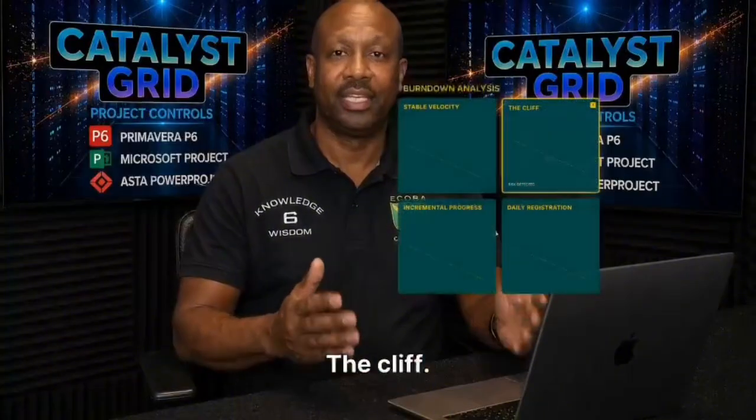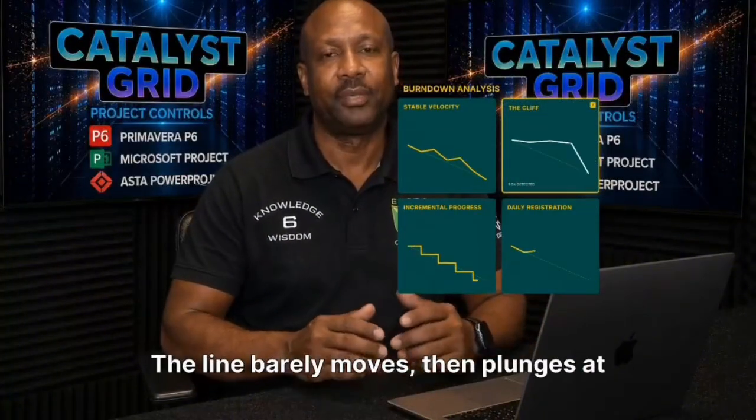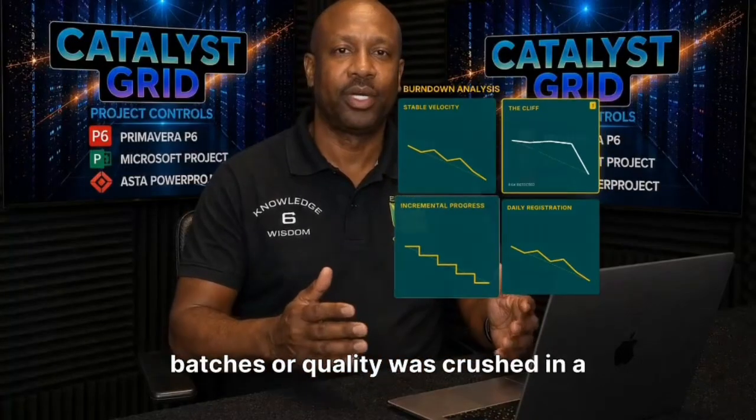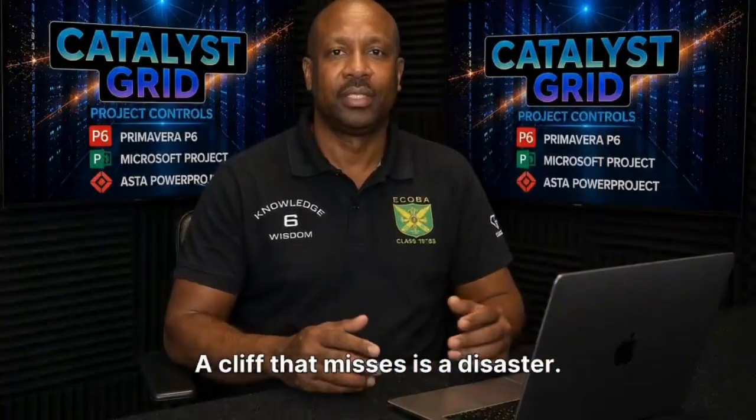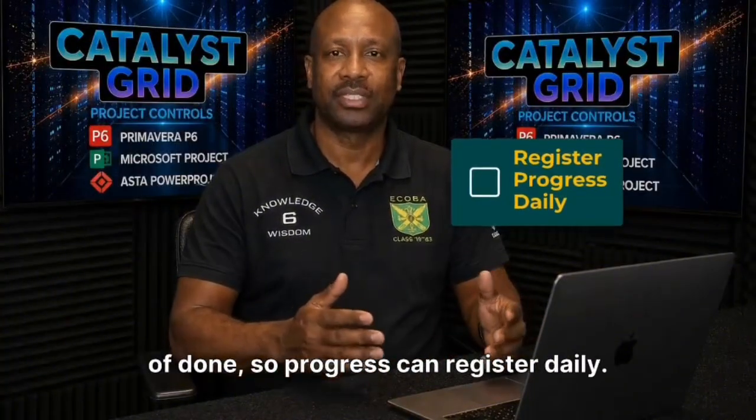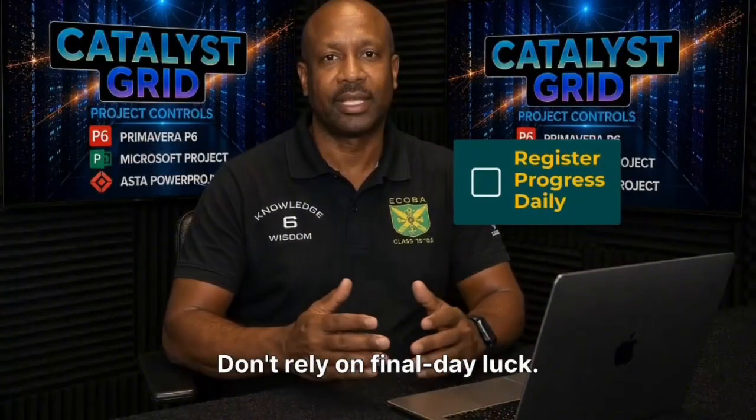Pattern 2. The cliff. The line barely moves, then plunges at the very end. This usually means work was done in batches or quality was crushed in a panic. A cliff that misses is a disaster. The fix: smaller work items and a strict definition of done so progress can register daily. Don't rely on final day luck.